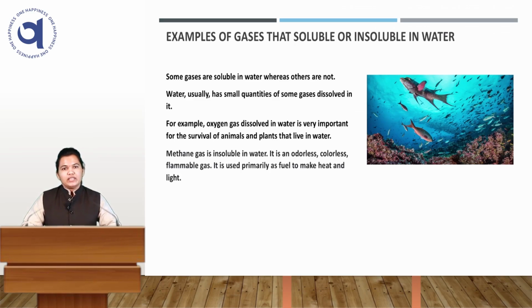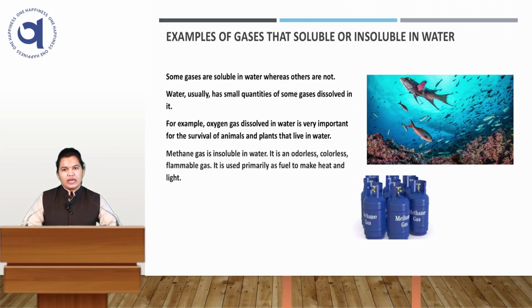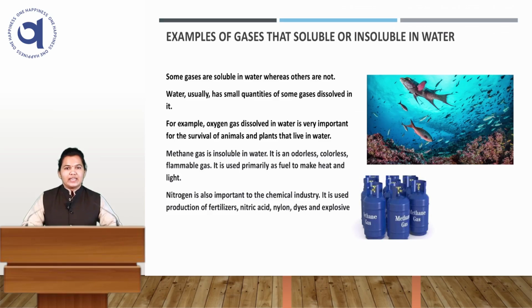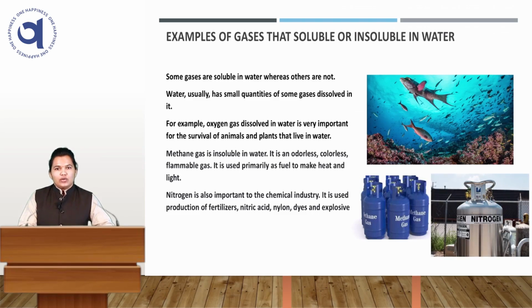Methane gas is also insoluble in water. It is an odorless, colorless, flammable gas. It is used primarily as a fuel to make heat and light. Another gas, nitrogen, is also insoluble in water, and is also important for the chemical industry. It is used for the production of fertilizers, nitric acid, nylon, dyes and explosives.